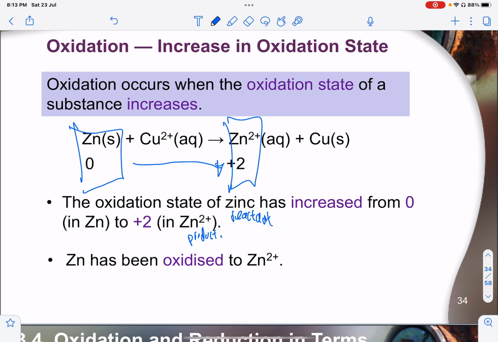So again, the structure is always reactant, the process, the product, and finally you have to give a conclusion. Is it oxidized or is it reduced?